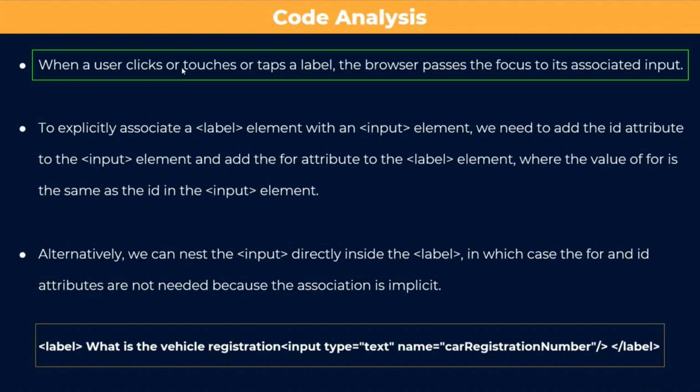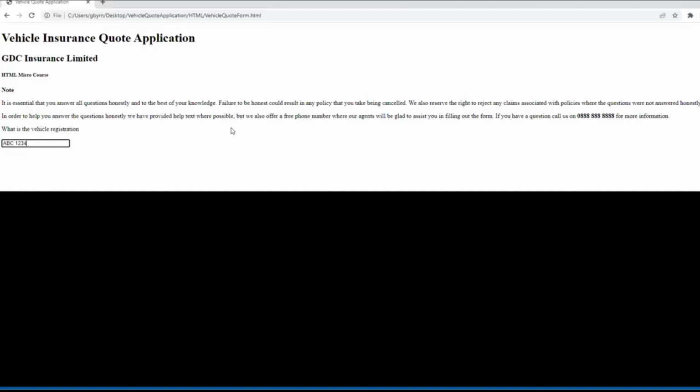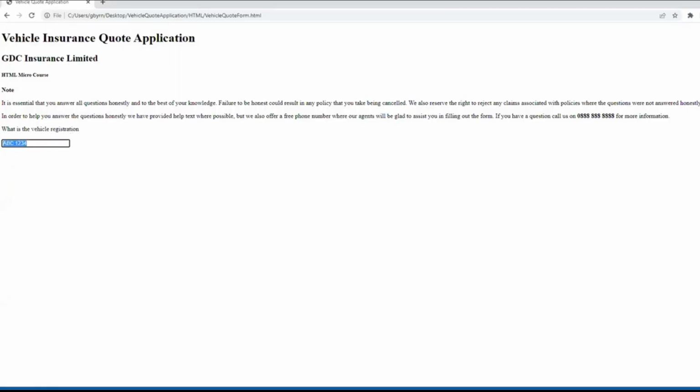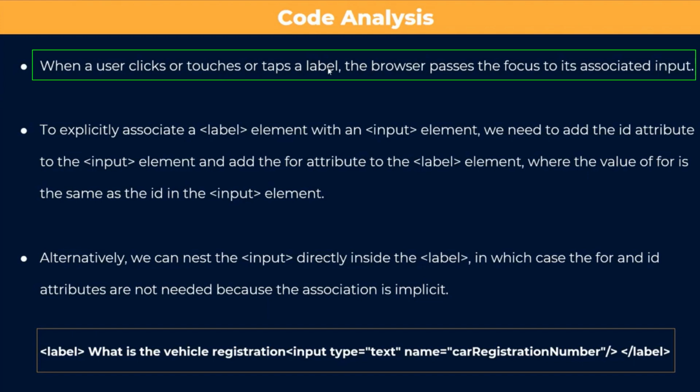When a user clicks or touches or taps on a label, the browser passes the focus to its associated input. Going back to our browser, if I type some text and then click on the label, you can see that the box highlights, that is the control, and we can type in our text. And that's why we have a label and a label for. So when a user clicks or touches the label, the browser then sets the focus.